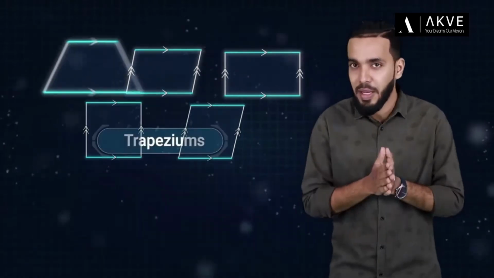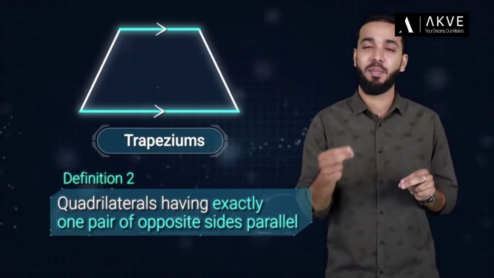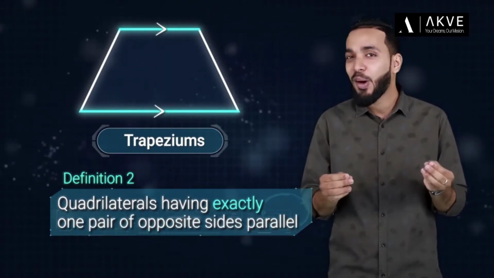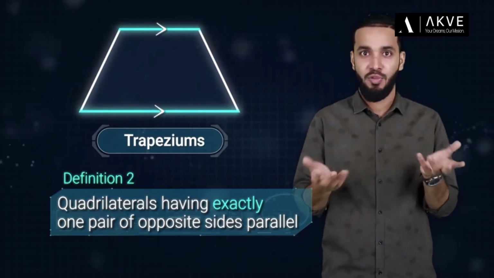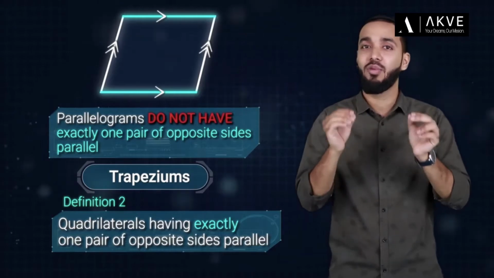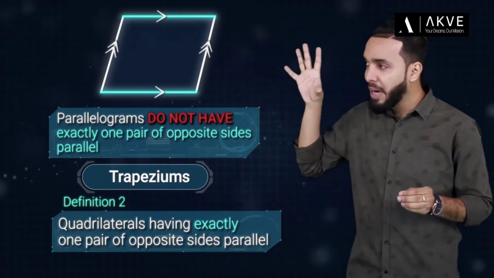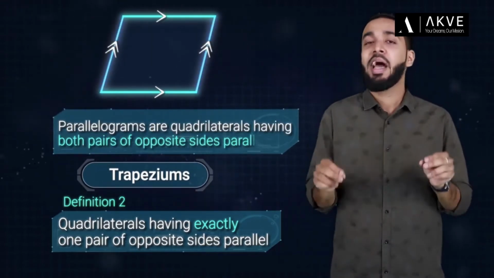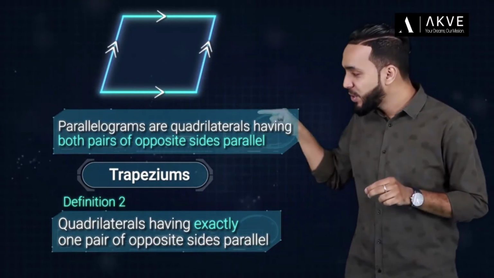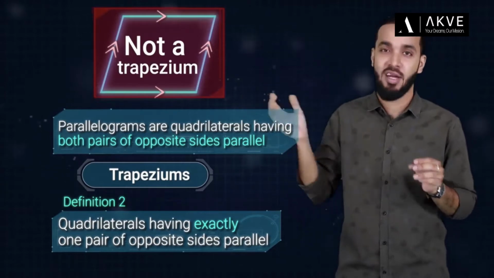But for some people, trapeziums are quadrilaterals having exactly one pair of opposite sides parallel. Exactly one pair, not at least one pair. We know that parallelograms do not have exactly one pair of opposite sides parallel, because by definition itself, parallelograms are quadrilaterals having both pairs of opposite sides parallel. Thus, using this definition, we cannot consider parallelograms as trapeziums.